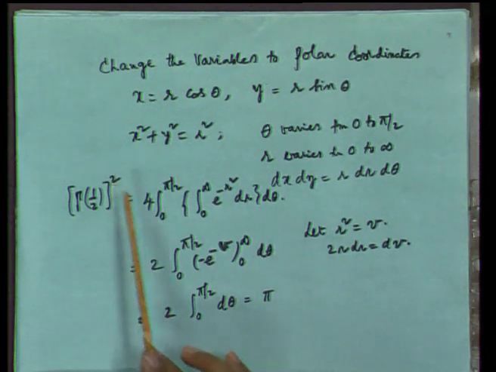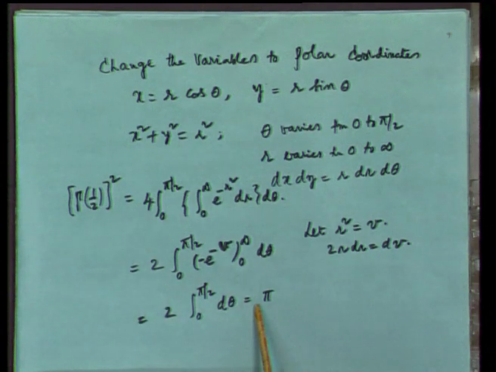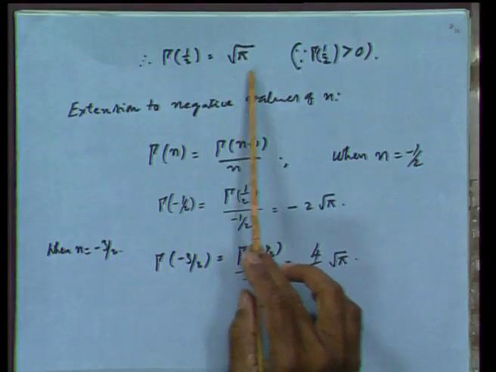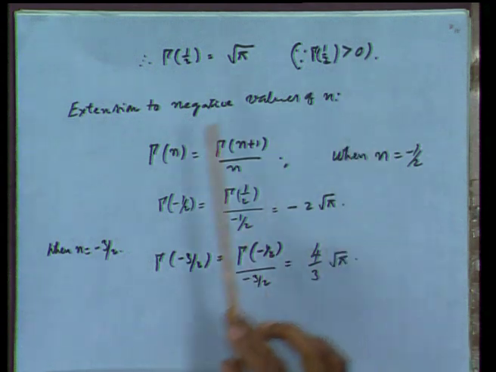Even though gamma half whole squared is equal to pi, gamma half should be equal to plus or minus root pi. We take only the positive value because gamma half cannot be negative. This is presented here: gamma half is equal to root pi, since gamma half is always greater than 0.